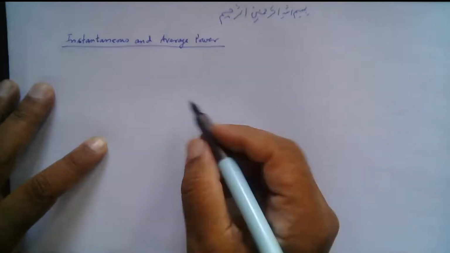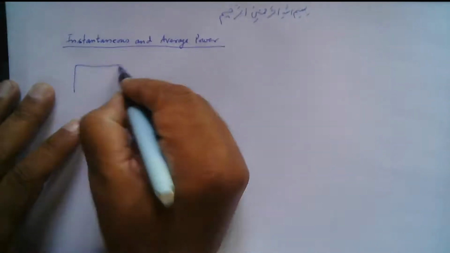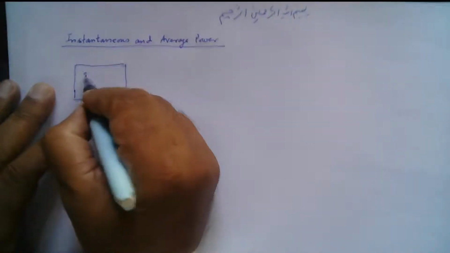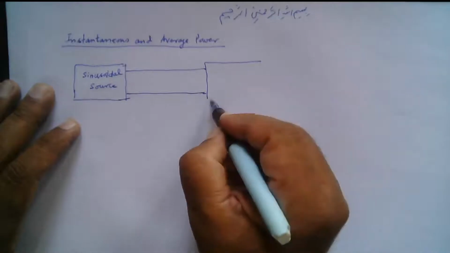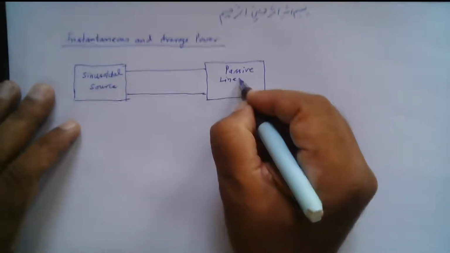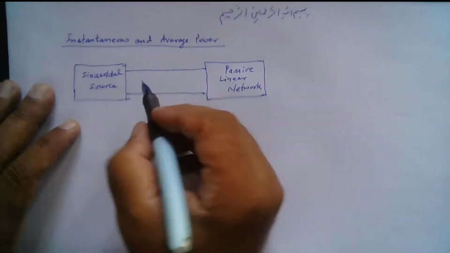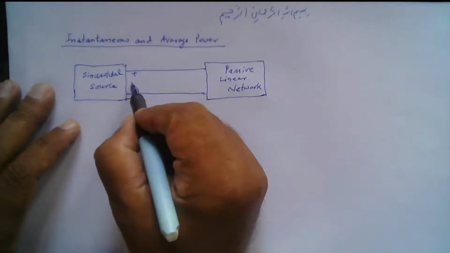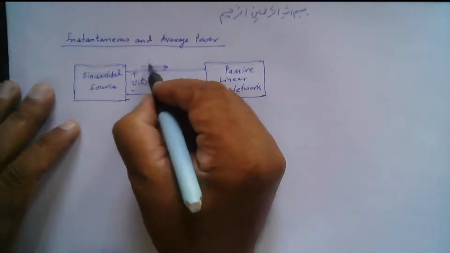Let us consider a sinusoidal source, and assume that it is connected to a passive linear network. The source has an instantaneous voltage V of t, and there is a current being delivered to this network, and let this current be I of t.